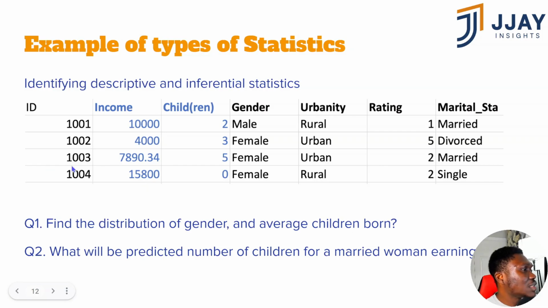There are types of statistics also. Let's look at this. For example, find the distribution of gender and average children born. This is a descriptive statistic. The next question is an inferential statistic: what will be the predicted number of children for a married woman earning 1,500? There's nobody earning 1,500, but how do you predict that? With this data, you can do that. That's one of the beauties of data analysis.